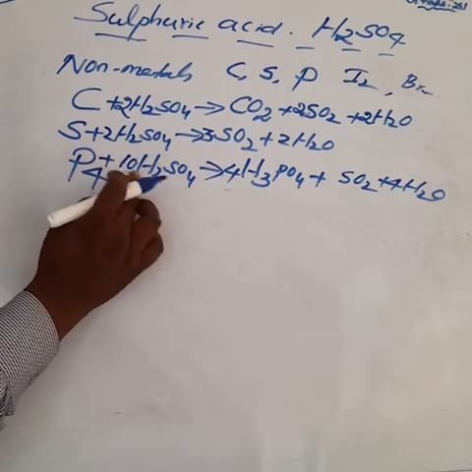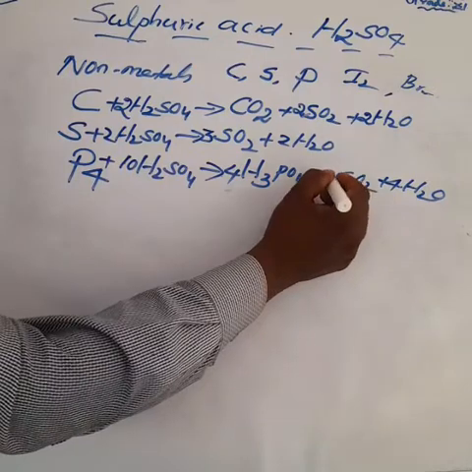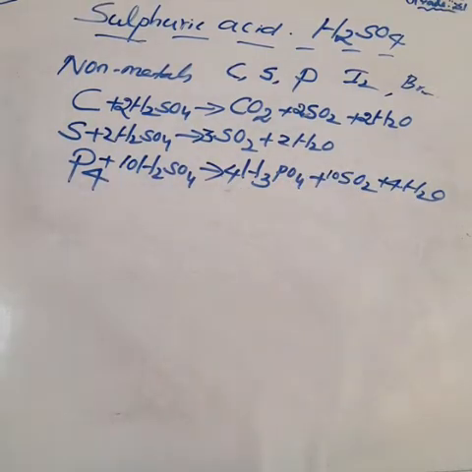So how much sulfur is there? The reactant side 10. So make it the product side also 10. Now the equation is balanced.